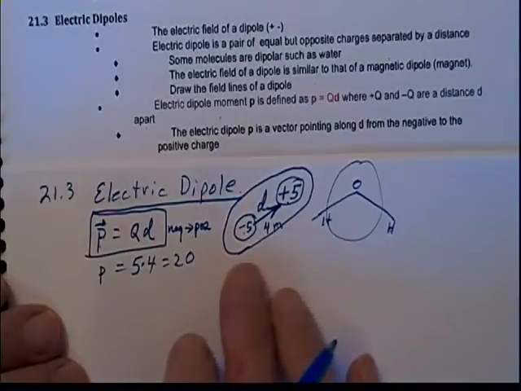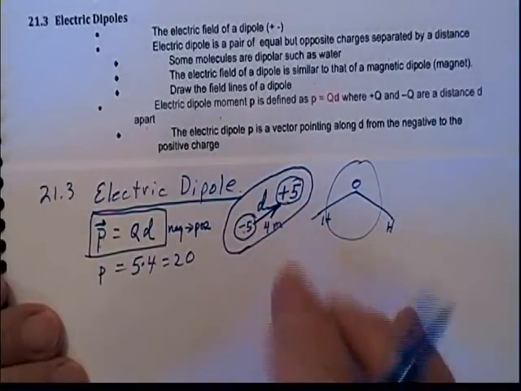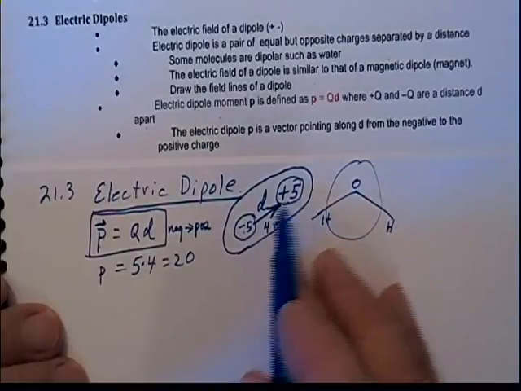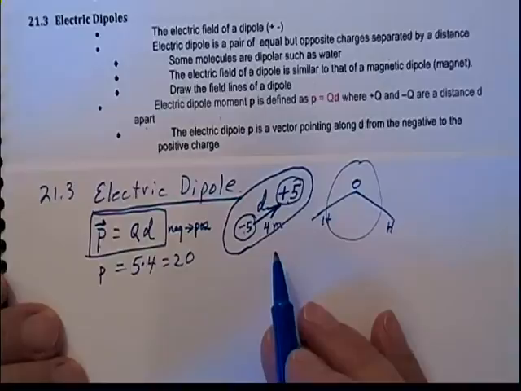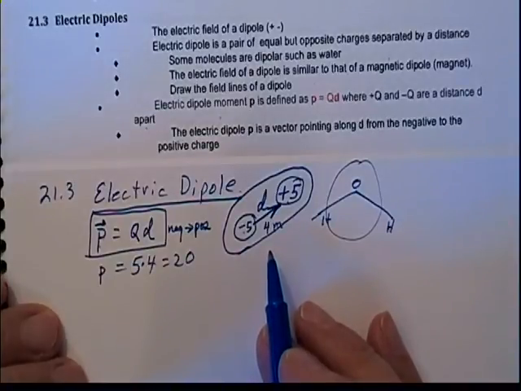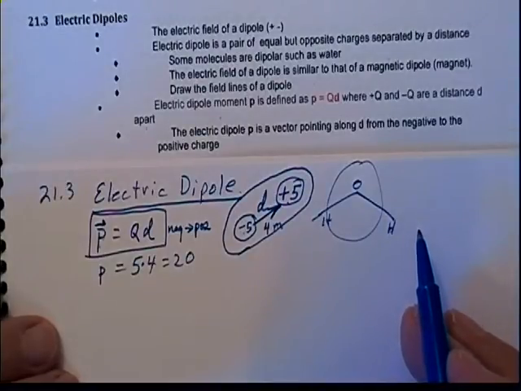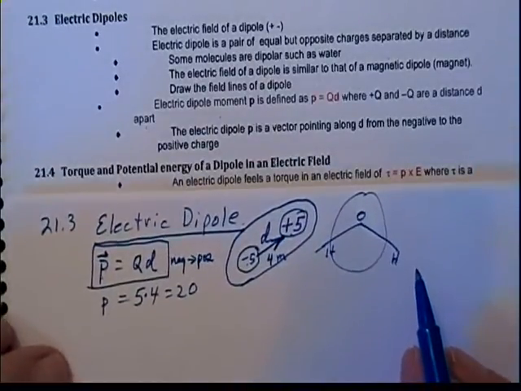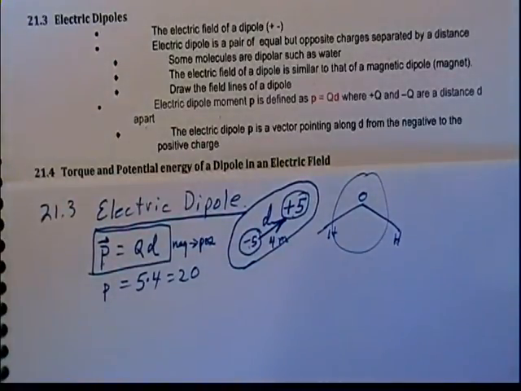But the electric dipole is of so much importance because you don't actually have to make an object charged. You just have to separate the positive and the negative charges by a little bit. This happens with many molecules, and it affects the chemistry greatly. These also feel a force and a torque in an electric field, which we're going to talk about in the next section, 21.4.